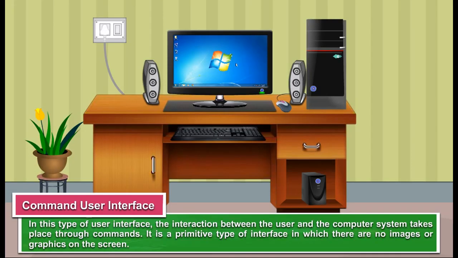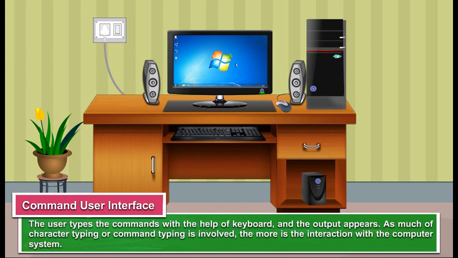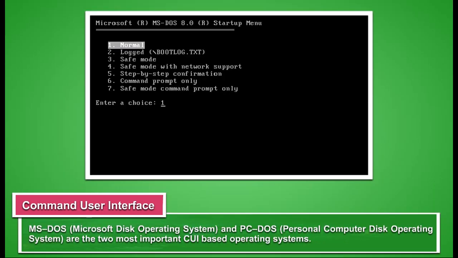Command User Interface. In this type of user interface, the interaction between the user and the computer system takes place through commands. It is a primitive type of interface in which there are no images or graphics on the screen. The user types the commands with the help of the keyboard and the output appears. The more character typing or command typing is involved, the more is the interaction with the computer system.